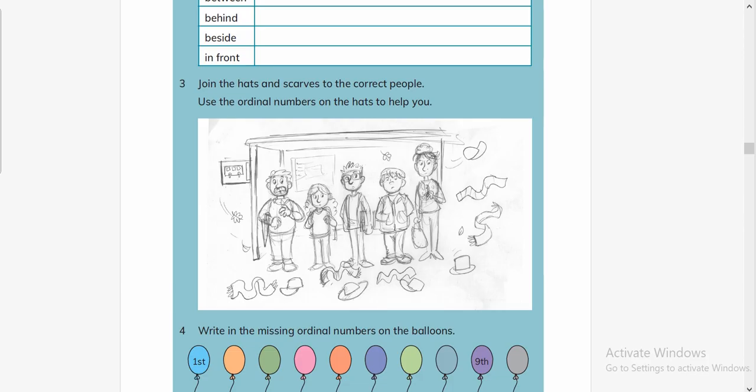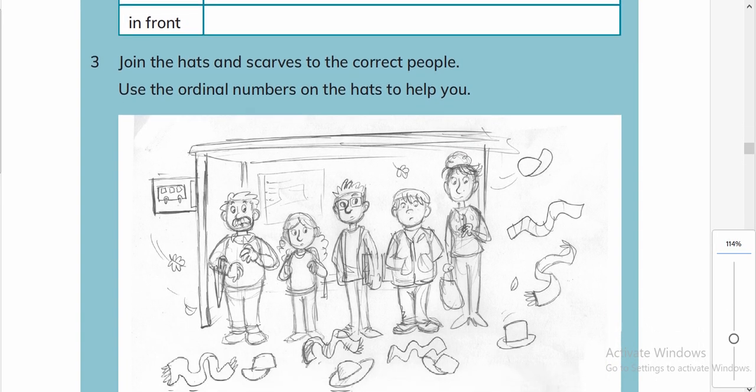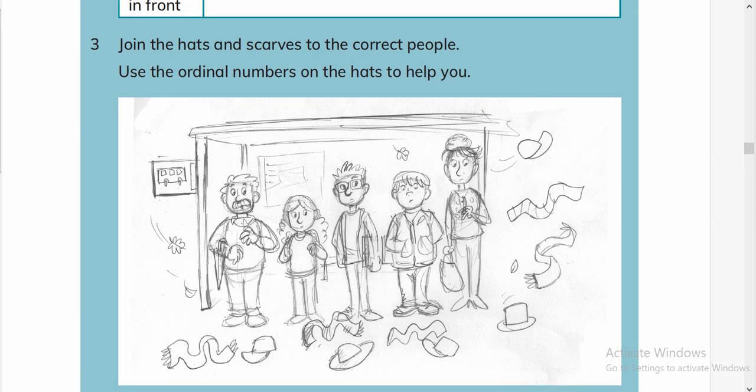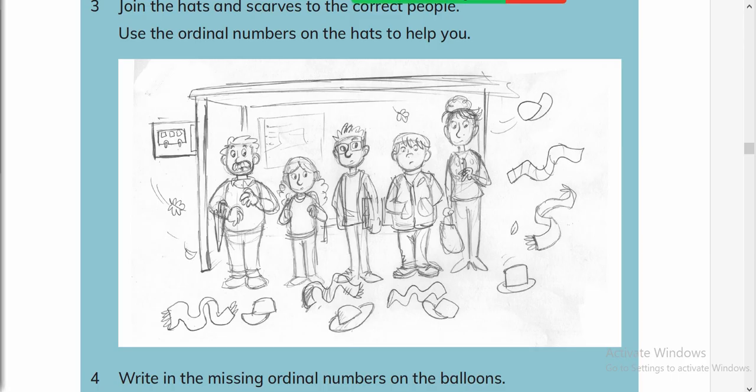Okay, now it is this. Join hats and scarves to the correct people. Use the ordinal numbers on the hats to help you. Okay, so first we will number these people. This is the first person. This girl is second. This is third. This is fourth. And this is fifth.